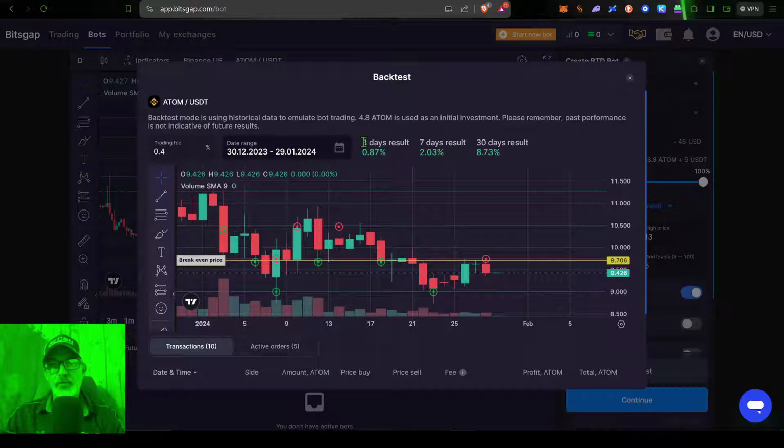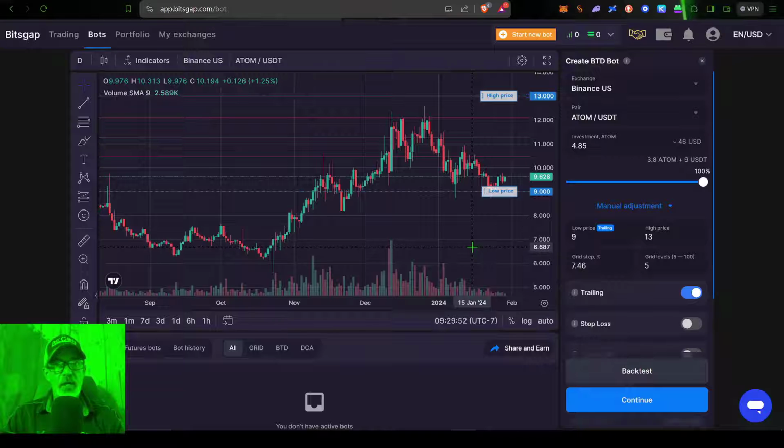Let's give that a back test and see how this bot would have performed. The 3-day results are around 0.9%. The 30-day results are just shy of 9%. Not great, but for me, this strategy is more about accumulating Atom at a lower price, and thus I'm not so concerned about the profit percentage.